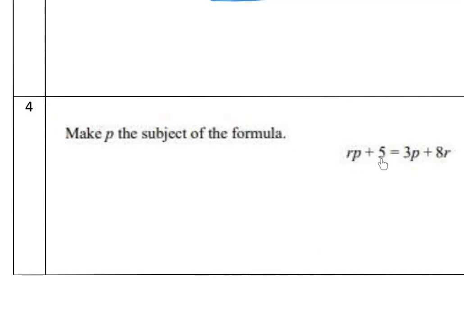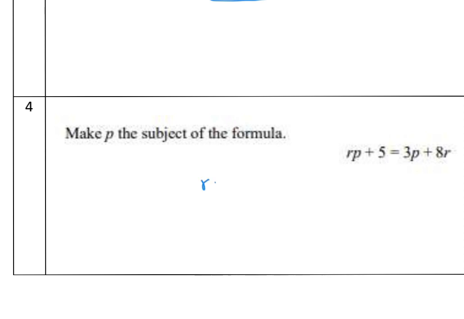rb plus 5 equals 3b plus 8r. I need to make b the subject of the formula. How to make b the subject? We have two b's. First, put b on one side. All the terms that contain b go on one side, the other terms on the other side.